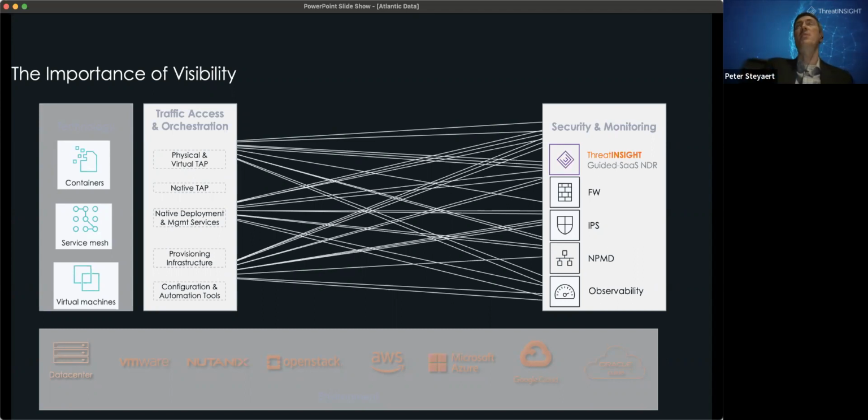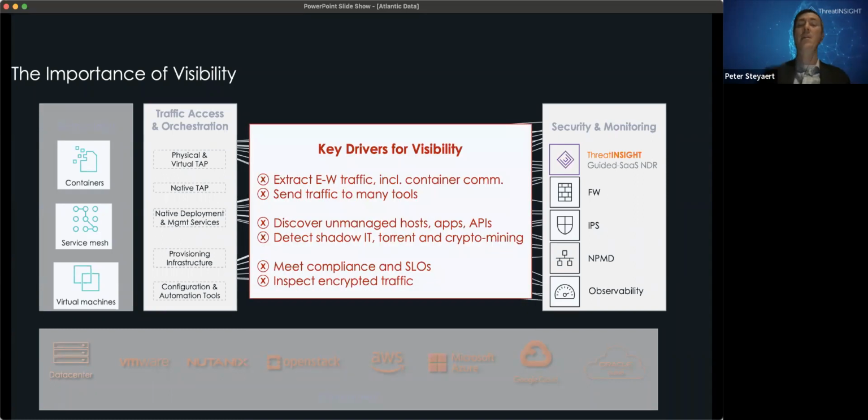Looking at feeding it beyond Gigamon Threat Insight and the guided SaaS NDR solution, I have other tools, network performance monitoring tools. They're going to look at very similar data, as are application performance monitoring tools. How do I get access to that, right? And it's like, I don't need just north-south anymore. I need that east-west visibility.